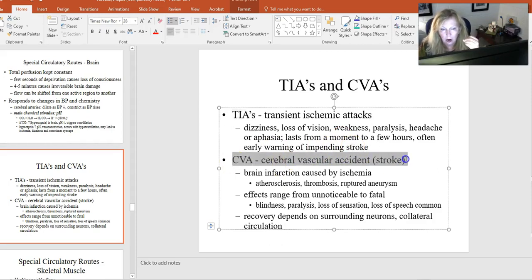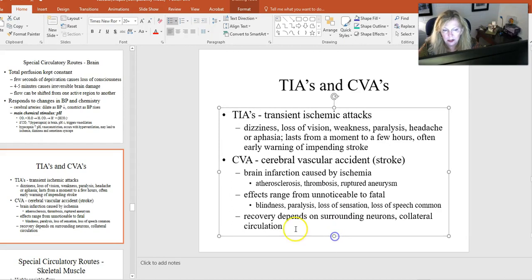CVAs are strokes, so the brain is infarcting from ischemia. This is sometimes immediately fatal, but sometimes people survive, though usually they're going to have permanent loss of some sort of faculty. So they're either going to have paralysis, blindness, not be able to speak, or maybe communicate. Those symptoms won't go away. They'll keep those if they survive the initial stroke that occurred.